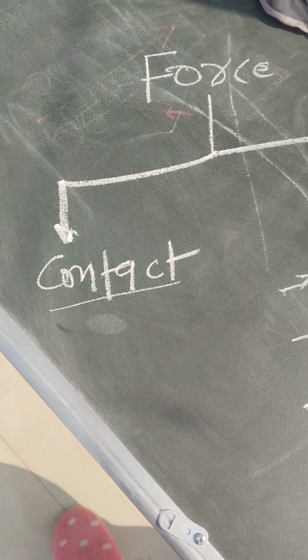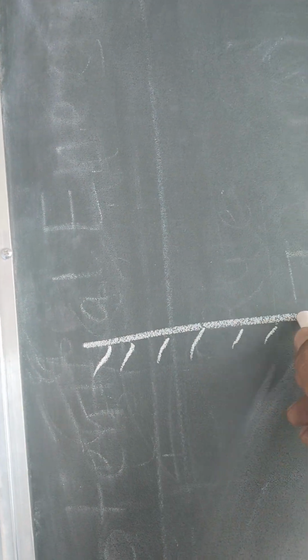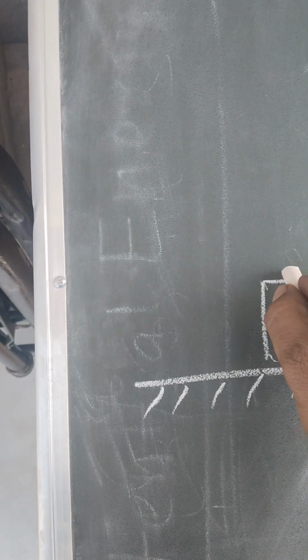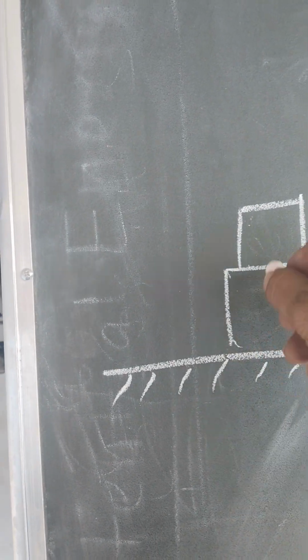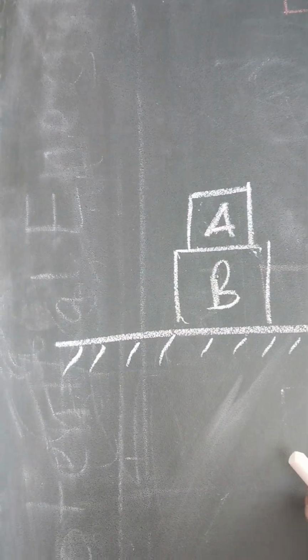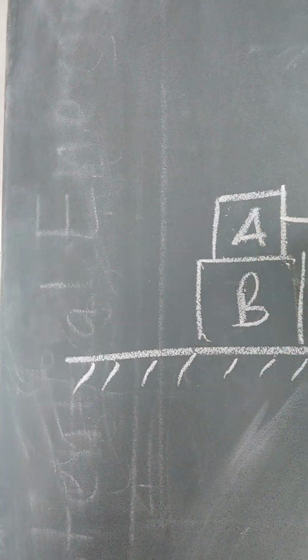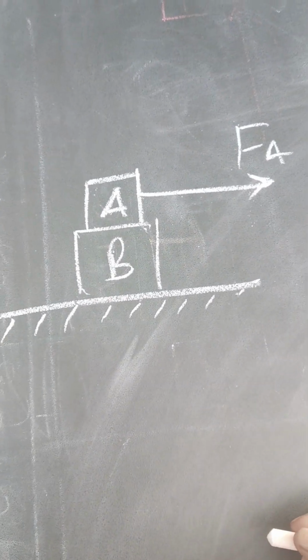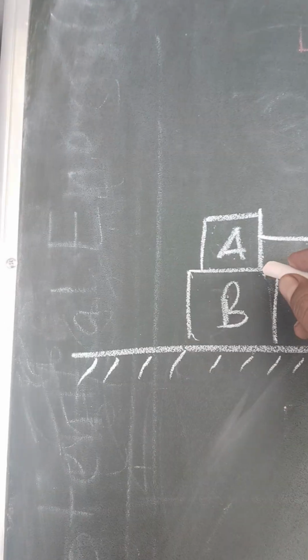What are contact forces? Let's see what a contact force is. Suppose there is a ground, an object, and another object. This is A and this is B. If you try to pull this object in this direction with some force, then you will feel that something is resisting you.